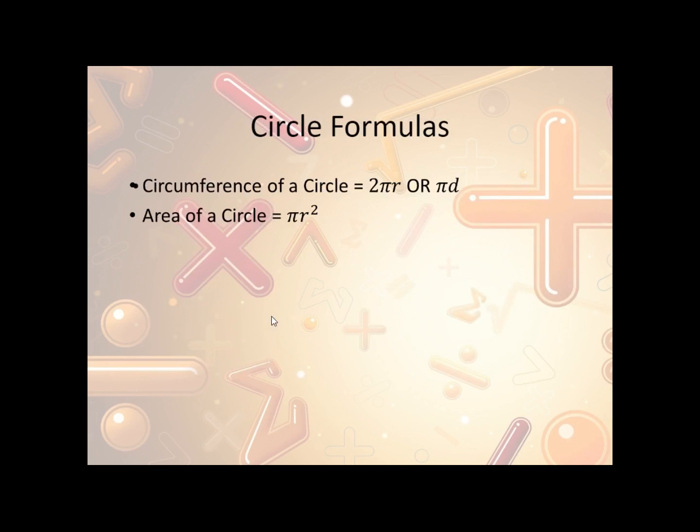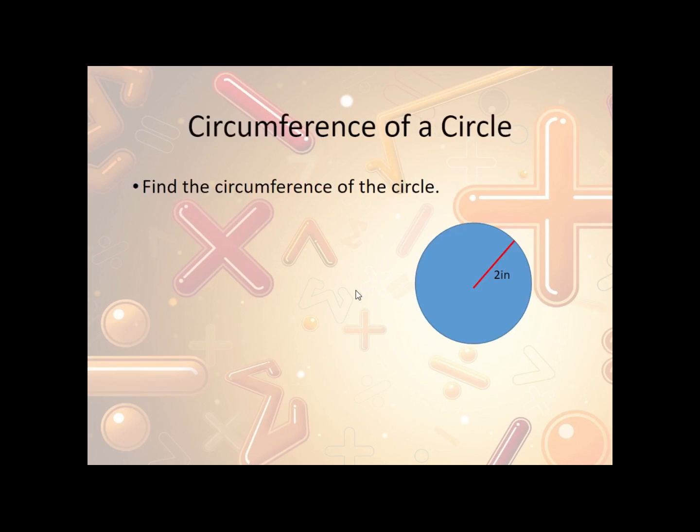A couple formulas for you. The circumference is 2 pi r, or it can be represented as pi d. R represents the radius, or the distance from the center of the circle to the outer edge. And d represents the diameter, so the distance from one edge of the circle to the other edge of the circle that passes through the center. Now, the area of a circle is pi r squared. So again, r represents the radius.